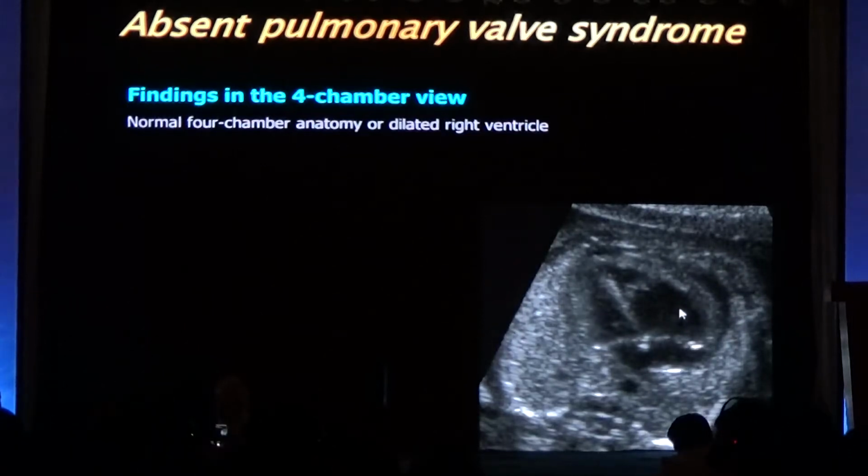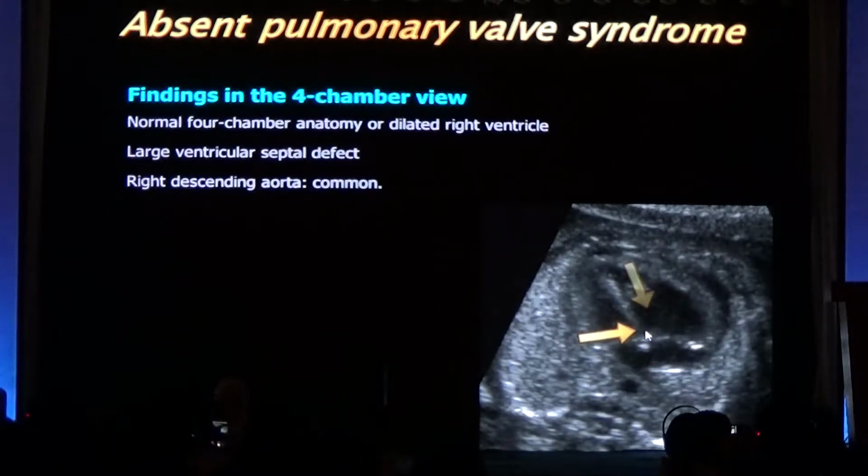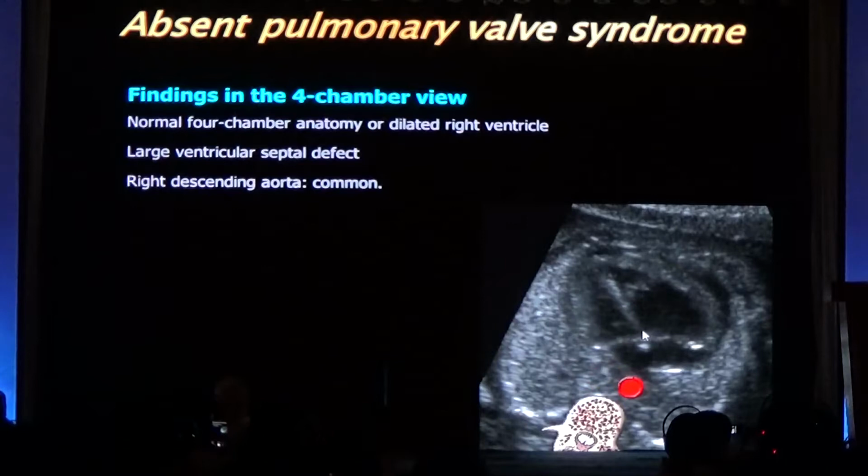The right side of the heart is larger. There's a pericardial effusion. The apex of the heart could be shifted to the left side. It's not really in this case. And what else is abnormal? The descending aorta again. You see the descending aorta is on the right side of the spine instead of being on the left side. So big clue for a cardiac anomaly. And you can see the ventricular septal defect, but it's not always visible in the four-chamber view.